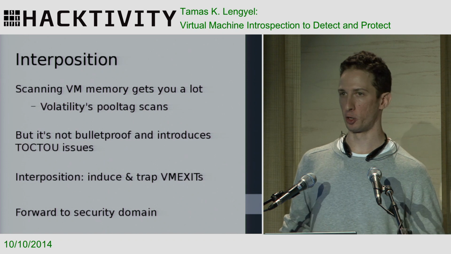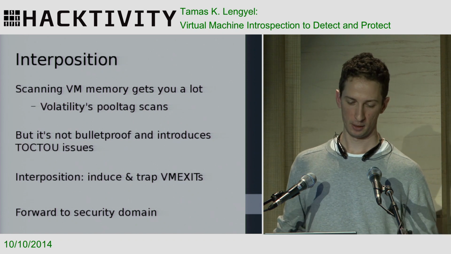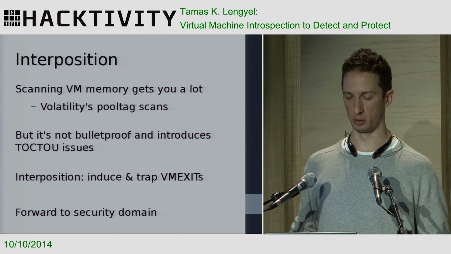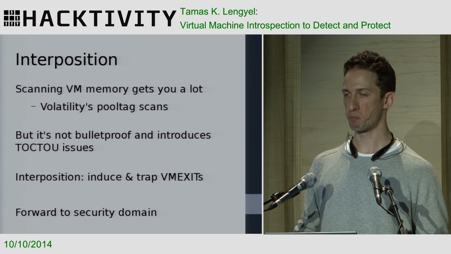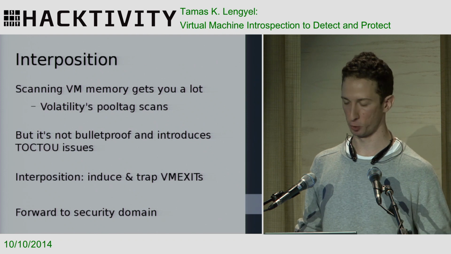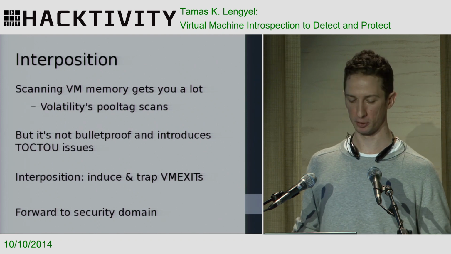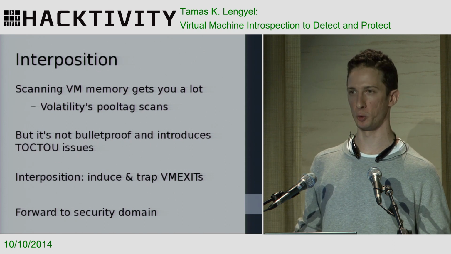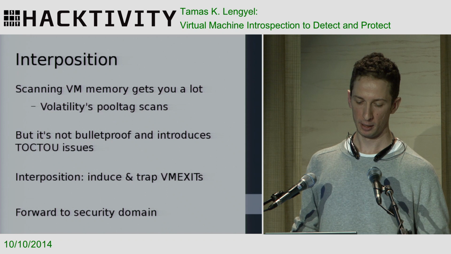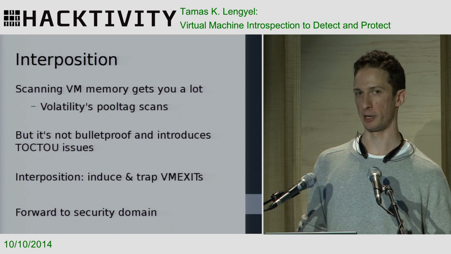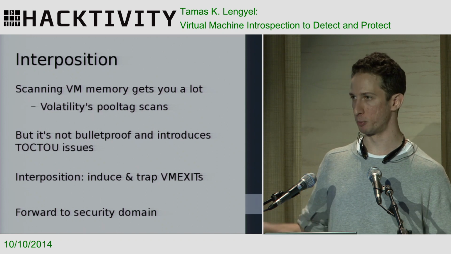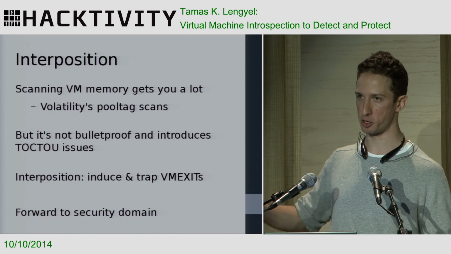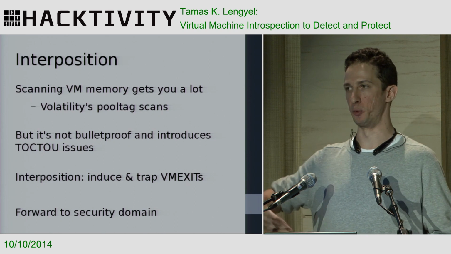Now, interposition is a little bit trickier because, as I said previously, scanning VM memory is good, and it gets you a lot, and is even effective against rootkits. For example, Volatility's full text scans are very good, but they are not really bulletproof. The information those scans use is not binding information. And furthermore, you have concurrency issues, right? You scan the memory of a live virtual machine. By the time you finish scanning the raw physical memory, things have already changed from the time you started. So how do you really know what's going on?